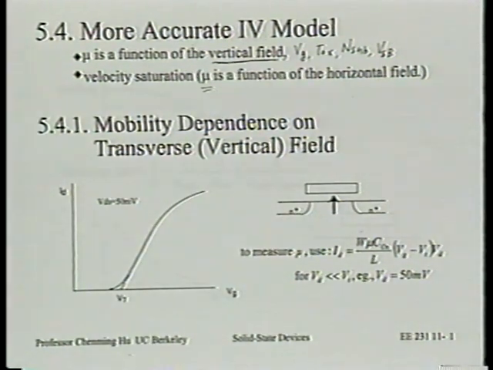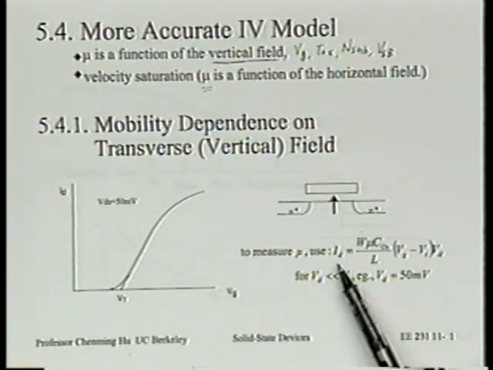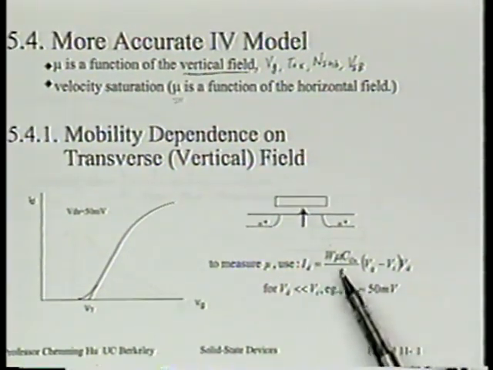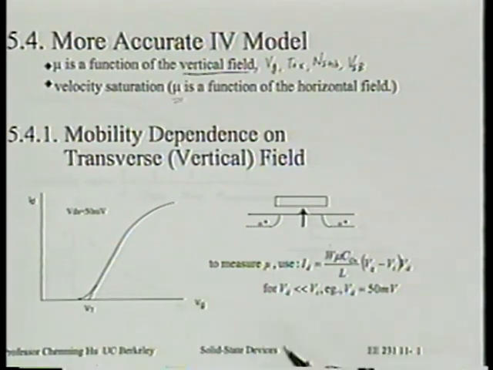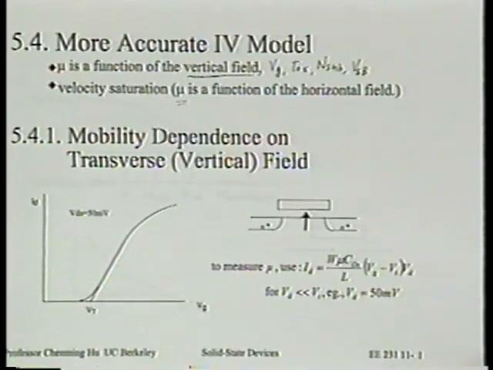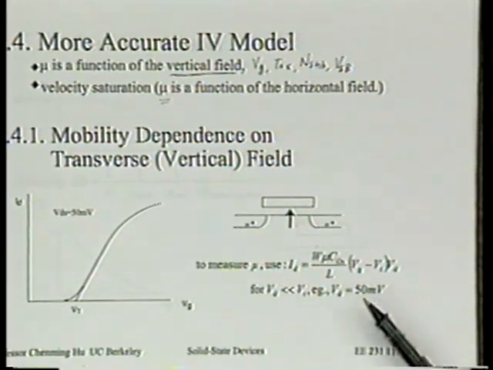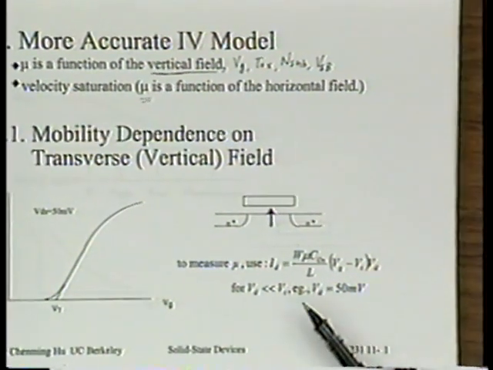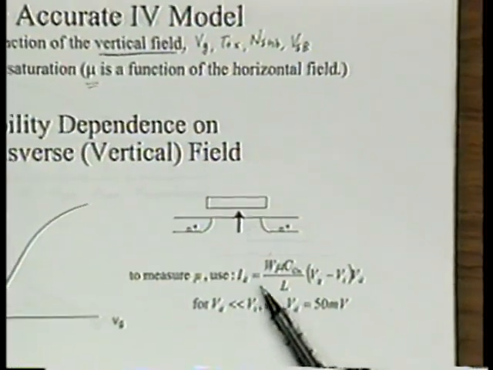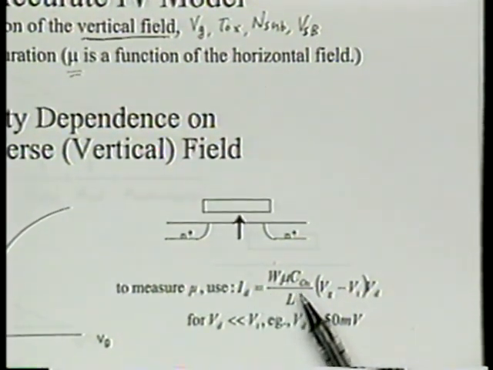First, how do we measure mobility? To measure mobility, we use the equation that ID is equal to W times mu times Cox divided by L, times Vg minus Vt, times Vd. You recall this equation, right?